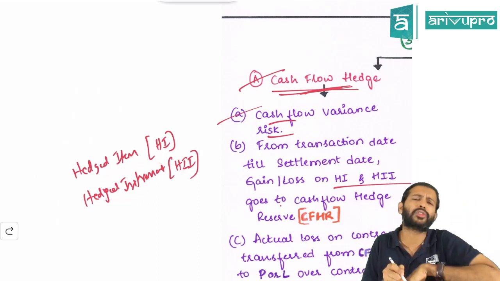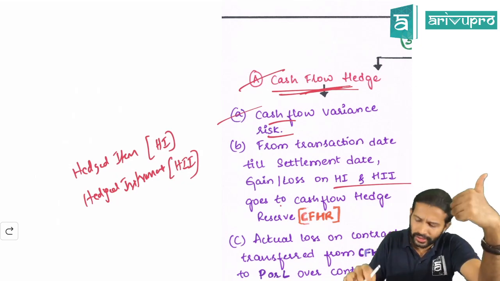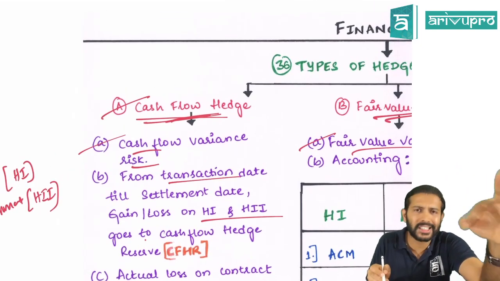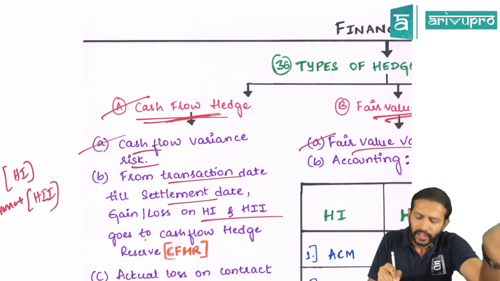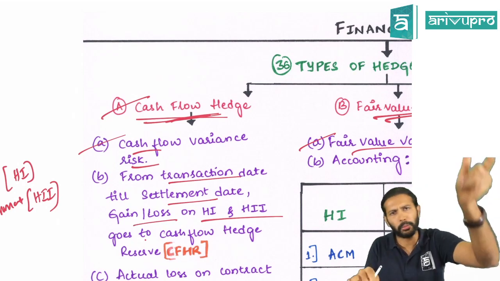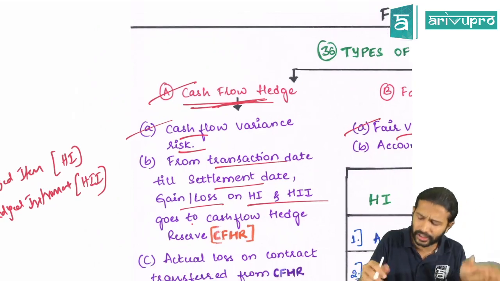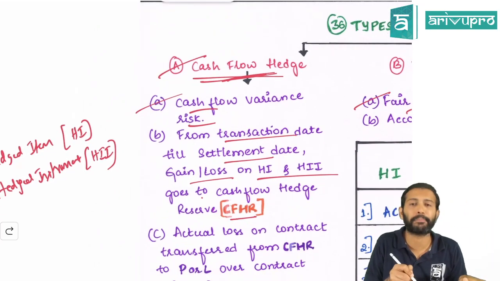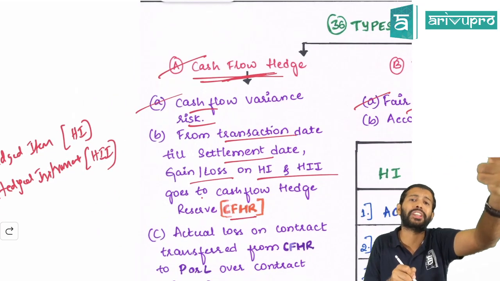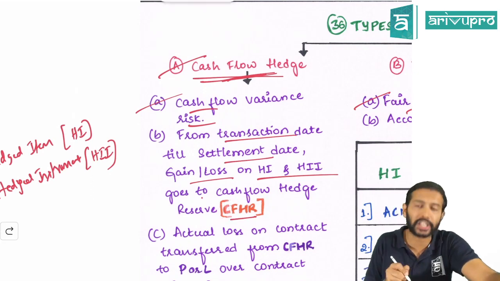Now what Ind AS 109 says is, okay, the exchange gain from the transaction date till the settlement date, if you are getting any gain or loss on both hedged item and hedging instrument, that you will not transfer to P&L. You will transfer it to one OCI. The name of that OCI is cash flow hedge reserve, CFHR, cash flow hedge reserve.